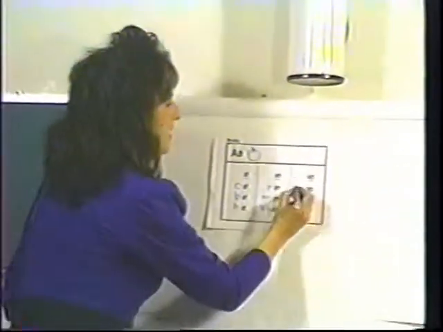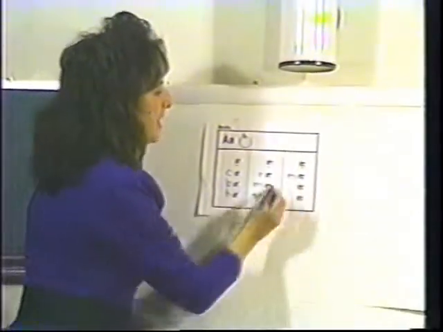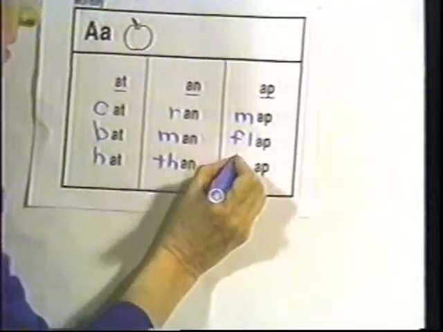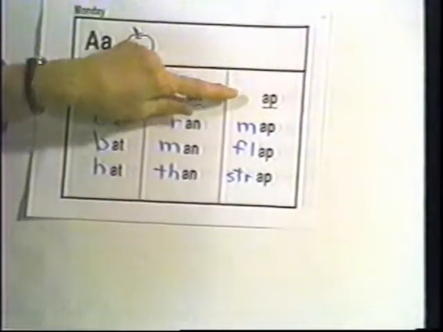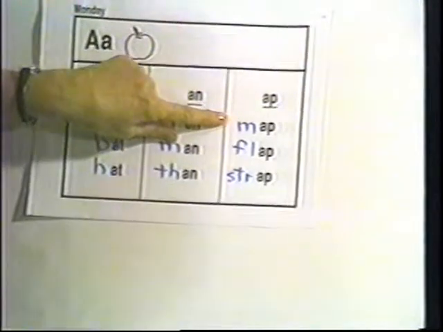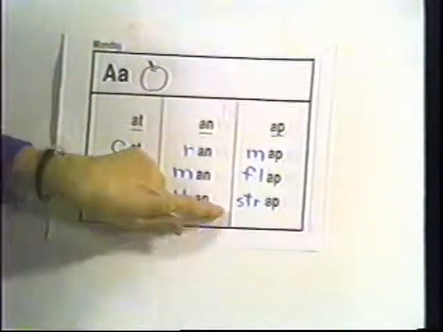App. Add an M, what's the word? Map. Add FL, what's the word? Flap. Add STR, what's the word? Strap. Would you read that back from the top? App, map, flap, strap. Right.